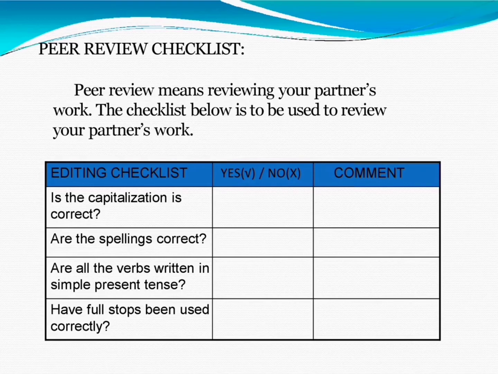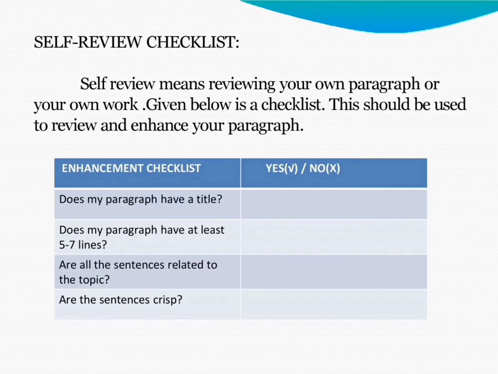First we learned self-review and peer review. Self-review means reviewing your own work, checking whether you wrote the passage correctly. Some questions were given to check the passage. First, does my paragraph have a title? Next, does my paragraph have at least 5 to 7 lines? Then, are all the sentences related to the topic? Are all the sentences crisp, whether sentences are crisp or complicated?